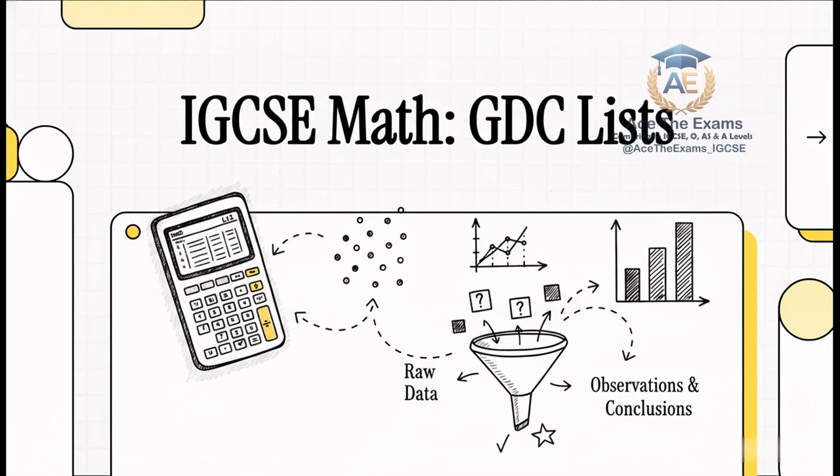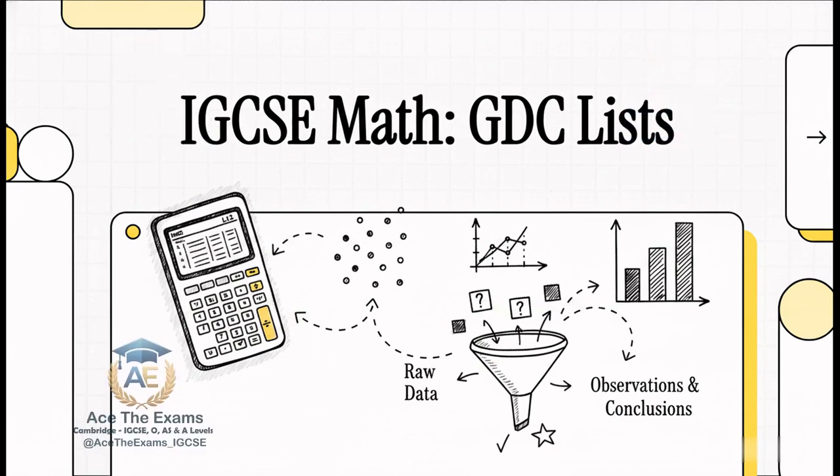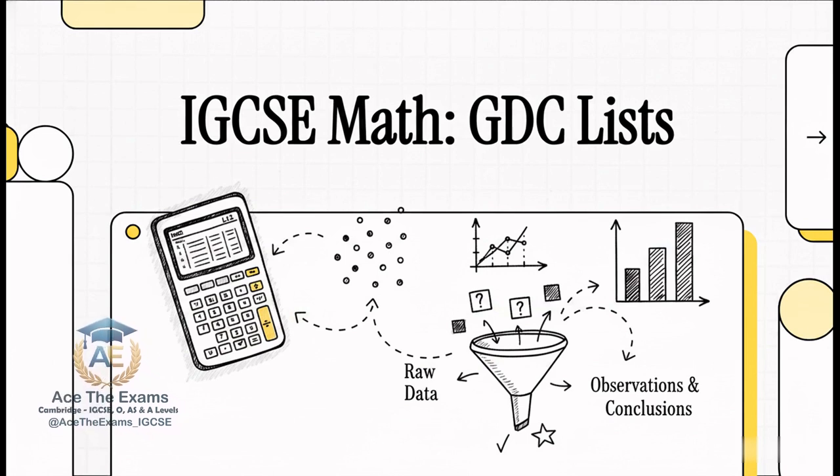In this explainer, we are focusing squarely on syllabus code 0580, and we are going to turn the overwhelming, anxiety-inducing process of calculating statistical measures into a lightning-fast mechanical habit, using your graphic display calculator.